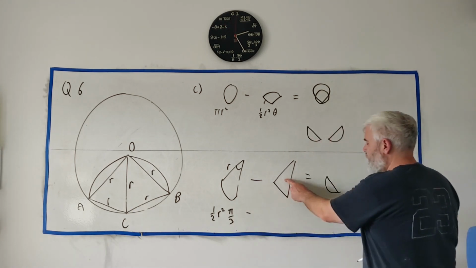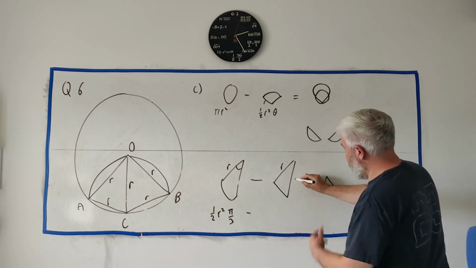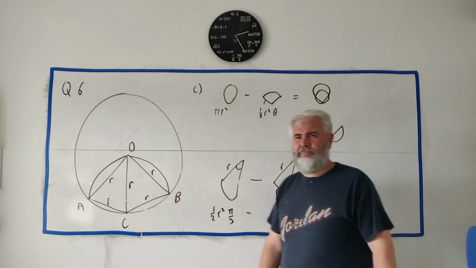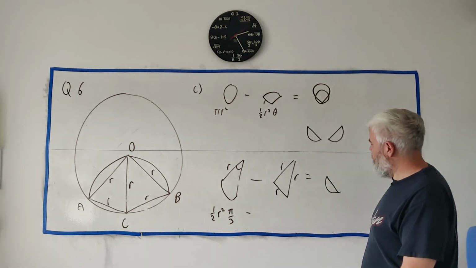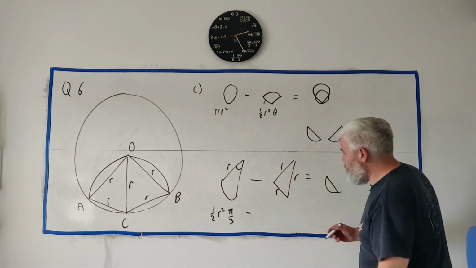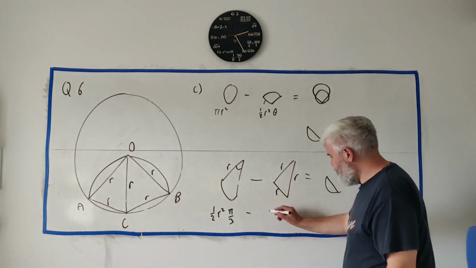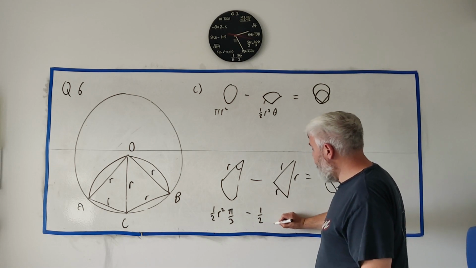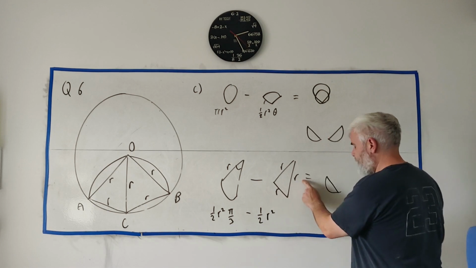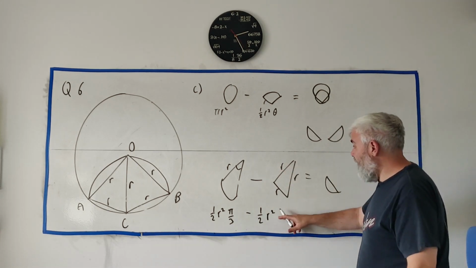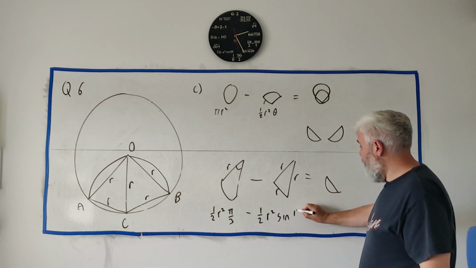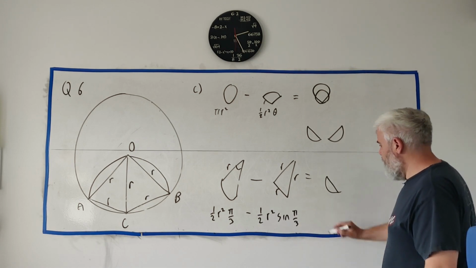Minus, and now this triangle. Again, my drawing's terrible, but this is an equilateral triangle. There's probably a convenient formula for the area of an equilateral triangle. I don't know it, but we'll just go ahead and use normal trigonometry. It's a half side by side, which is r squared, they're all the same, and multiplied by the sine of the angle, and they're all the same, so sine of pi over 3. So what does this equal?